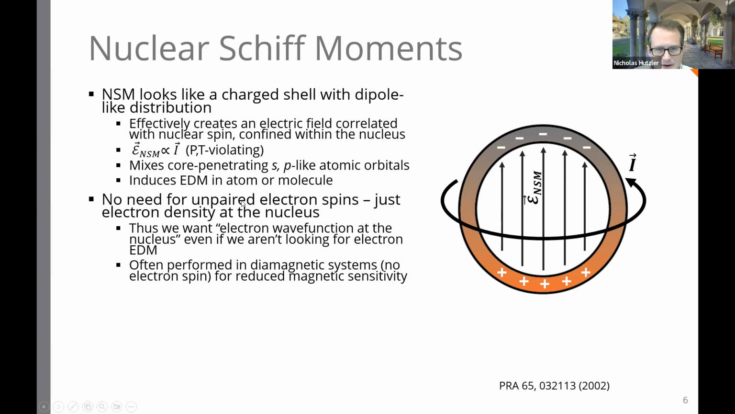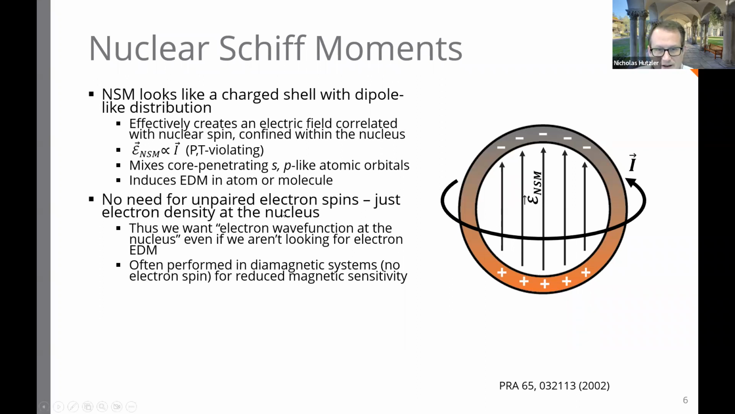You don't need unpaired electron spins for this, but you still need electron density at the nucleus. So the electronic structure still matters a lot, even though you aren't probing the electron, you're using the electron to amplify the effect of this moment. And so you still want electron wave function density at the nucleus. Even though you're not looking for an electron EDM, it turns out you always want that for all of these symmetry violating moments, even though the reasons are very different. The electronic structure requirements end up being basically the same.